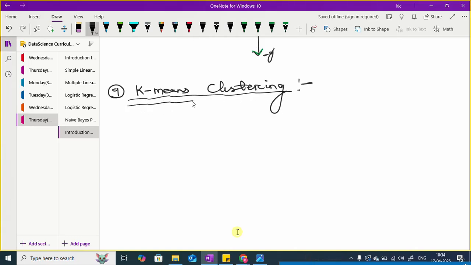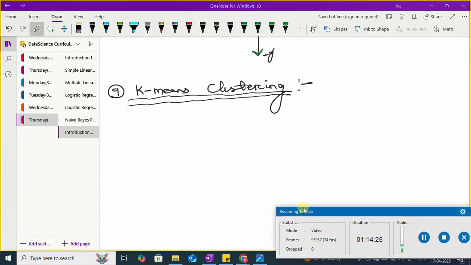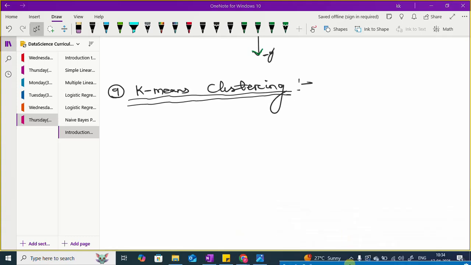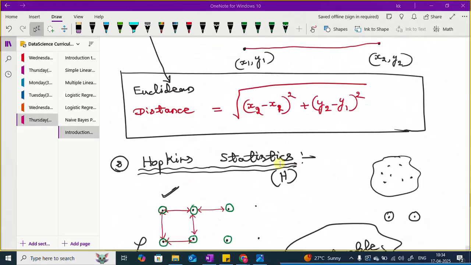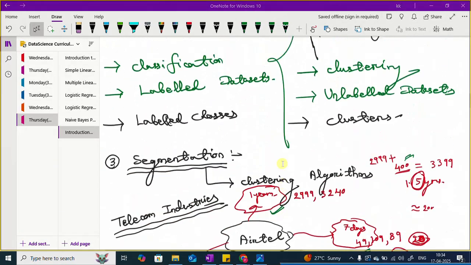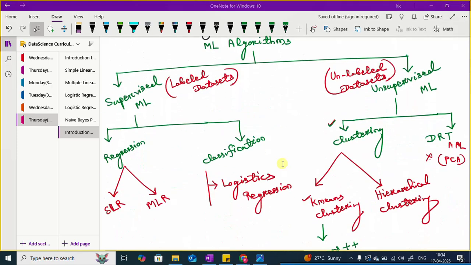Okay, as I told you, as part of today's session, where is the hierarchical diagram? As part of clustering, we are going to cover two important algorithms altogether. One is k-means clustering, another is hierarchical clustering. These two things we will discuss extensively in the next class.